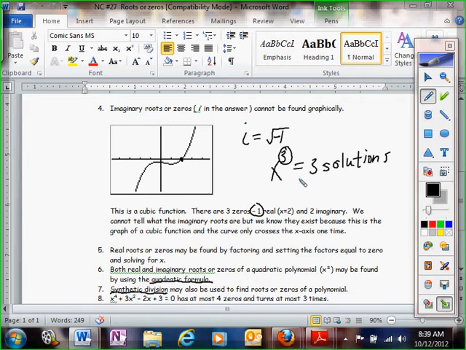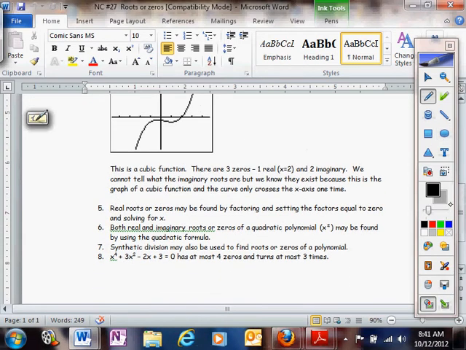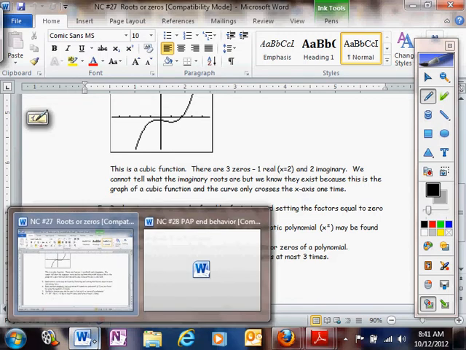Number 8 says if we have this polynomial here, it has at most 4 zeros and turns at most 3 times. And we'll talk about the turning and so forth later as well. Right now, I just want to focus on zeros and roots. And you have as many solutions or zeros or roots, and those are all synonymous terms, as the highest power in the polynomial says you have.